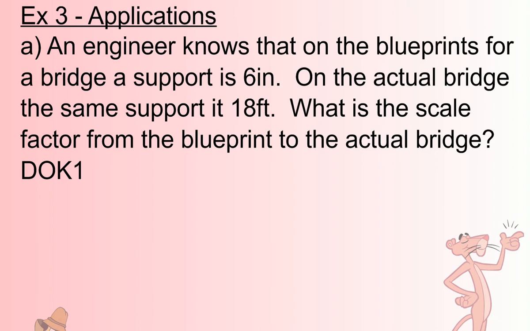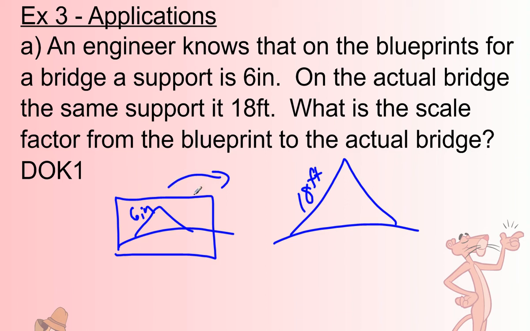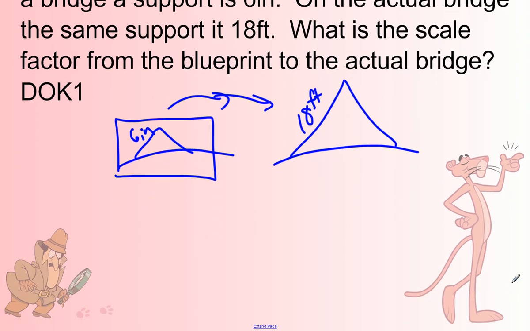Okay, we'll do little applications here. So an engineer knows that on blueprints for a bridge, a support is 6 inches. Okay, so blueprints, got some little bridge thing, got some supports. That is 6 inches. On the actual bridge, the same support is 18 feet. What is the scale factor from the blueprint to the actual bridge? So I need to figure out what this scale factor is to go from here to there. I'm getting bigger. All right.